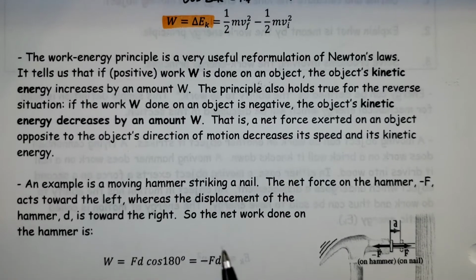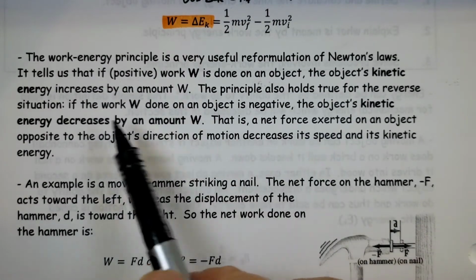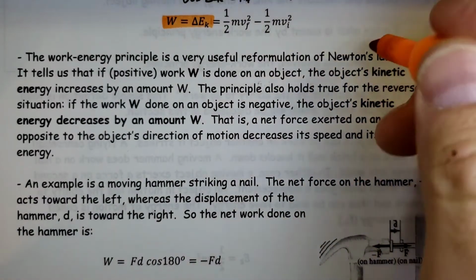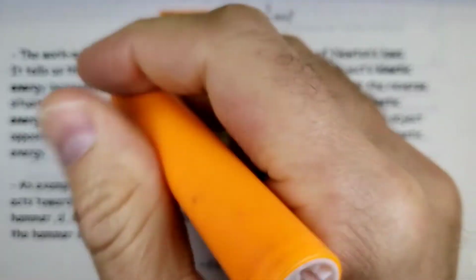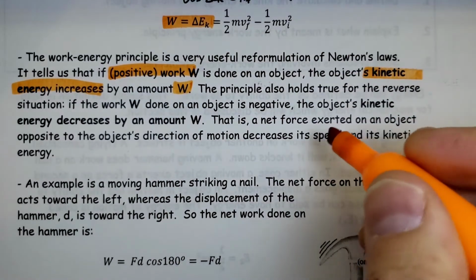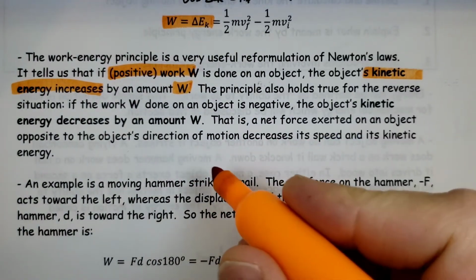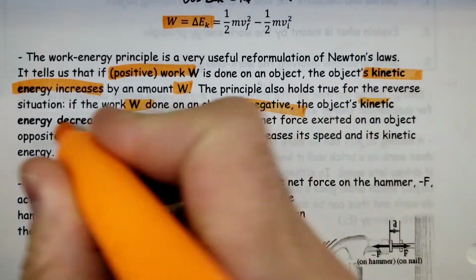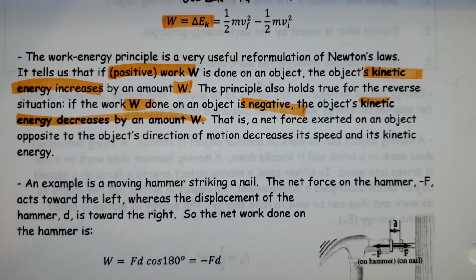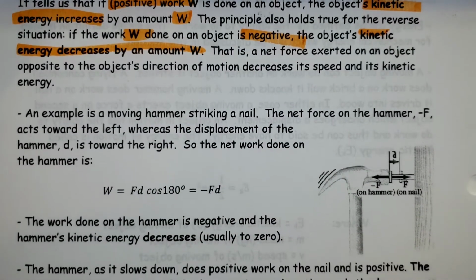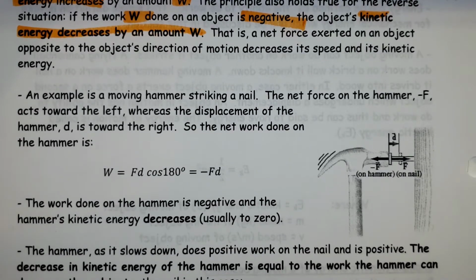The work energy principle is a very useful reformulation of Newton's laws. It tells us that if positive work is done on an object, the total kinetic energy increases. So if we have positive work, kinetic energy increases by that amount. The principle also holds true for the reverse. If the work done on an object is negative, and we'll see that in a bit, the kinetic energy decreases by that amount. So if you're gaining energy, positive work. Losing energy, negative work.